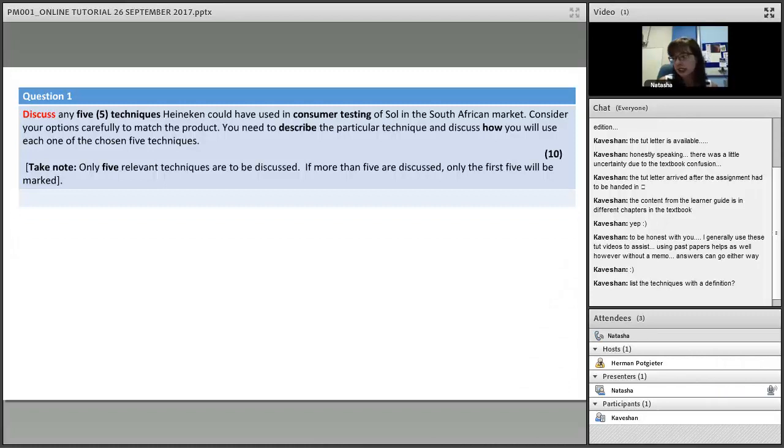You are not required to give a definition of consumer testing. I want to know which techniques you are going to discuss. And remember, it says describe, not define. Just give me a list of what you're going to write. Just shorten it for the sake of typing.